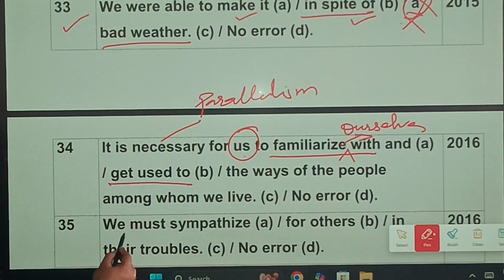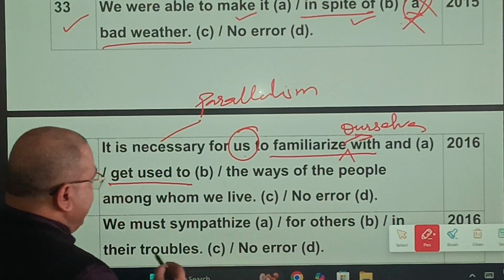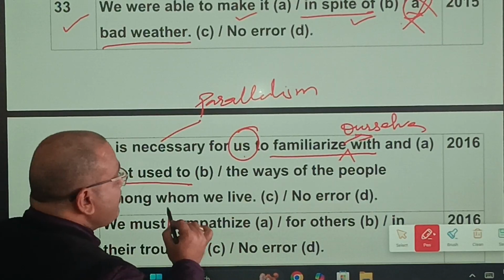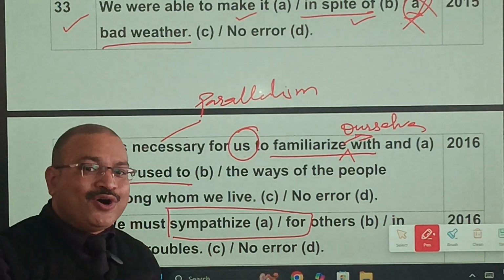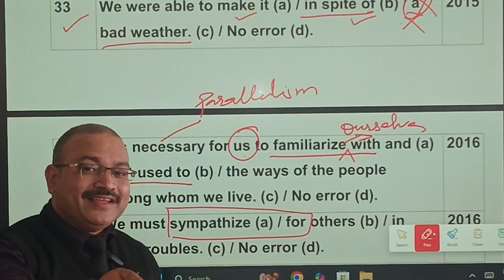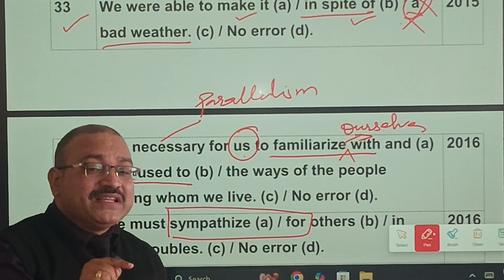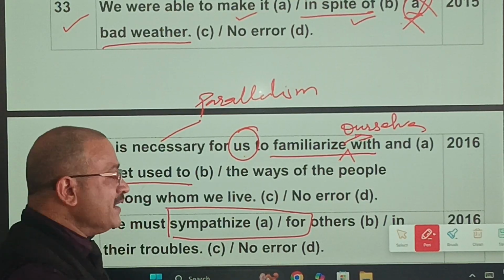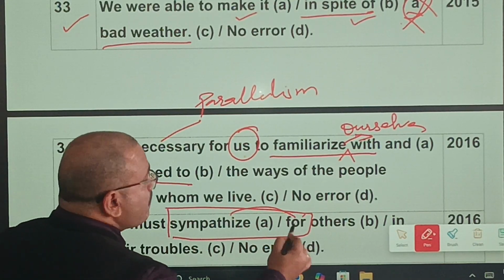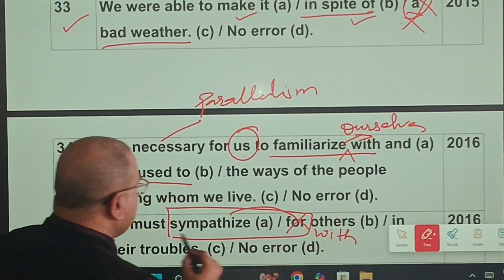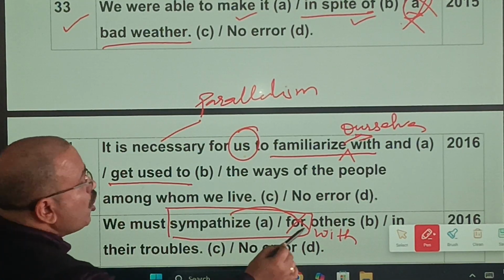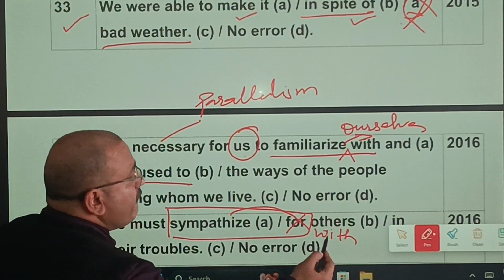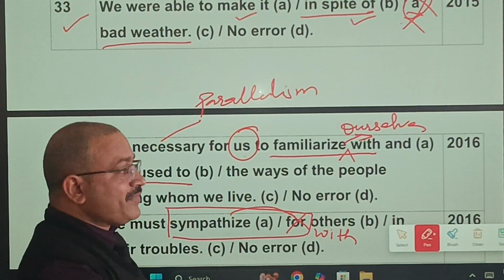Now next, we must sympathize for others in their troubles. So what is wrong here? We must have sympathy with others. We must have sympathy with others is the right sentence. For others is wrong. Sympathy is followed by what? With, not for. So what would be the right one? We must sympathize with others in their troubles. So the correct phrase would be sympathize with, not for. Next.